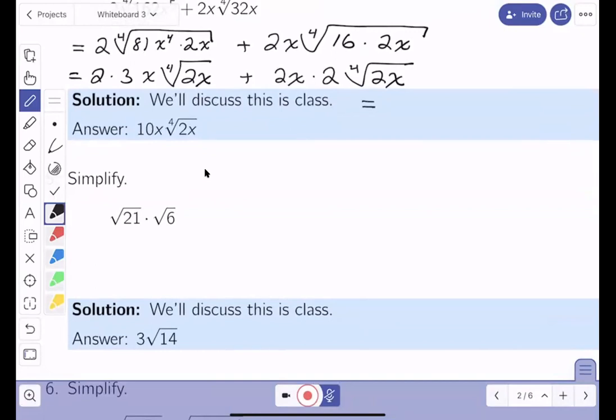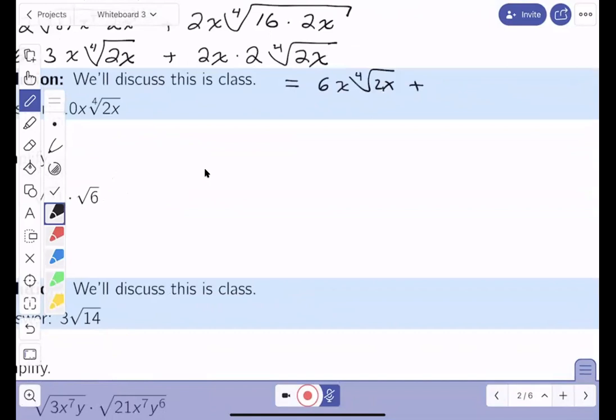Equals. I'm going to simplify the first term. That's 2 times 3, which is 6x, fourth root of 2x. I'm going to simplify the second term by doing a commutation. 2 goes with 2. That's an association now. So it's going to be 4x, fourth root of 2x.